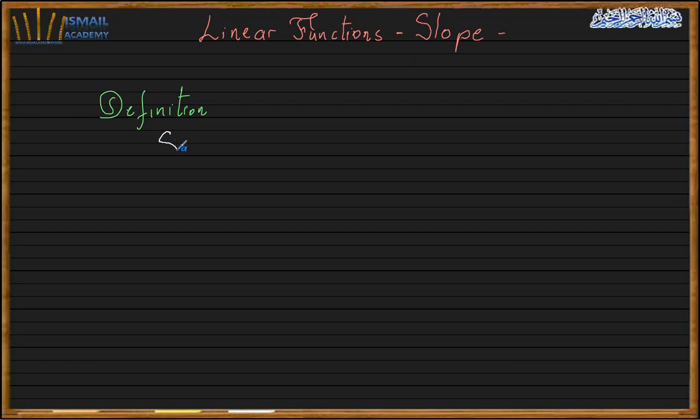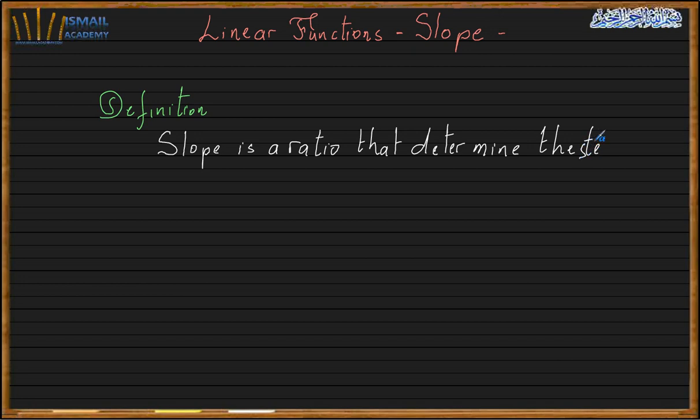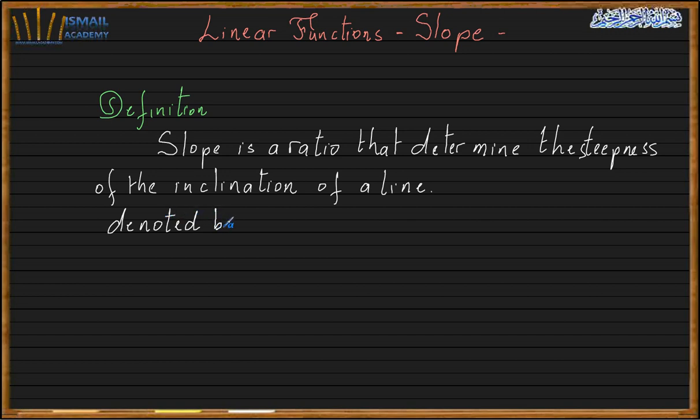Slope is a ratio that determines the steepness of the inclination of a line, and it's denoted by, or defined by, the letter m. We always use the letter m for slope.